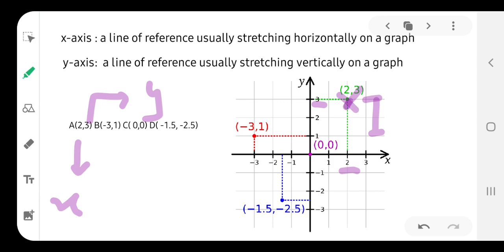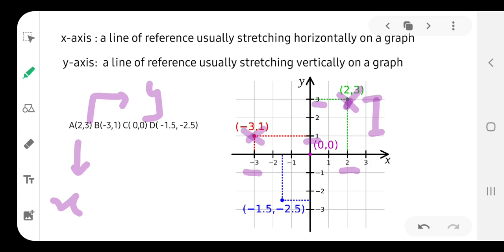Okay, now the second ordered pair is (-3, 1). The value of x is negative and the value of y is positive, so it will lie in the second quadrant like this. This is the negative value and this is the positive value, and we will cross it.